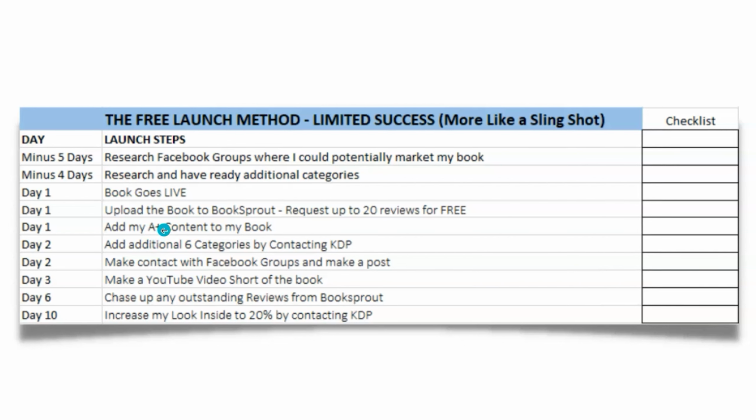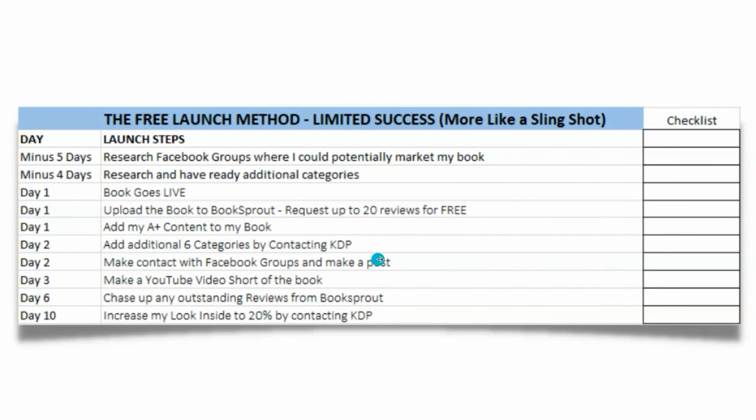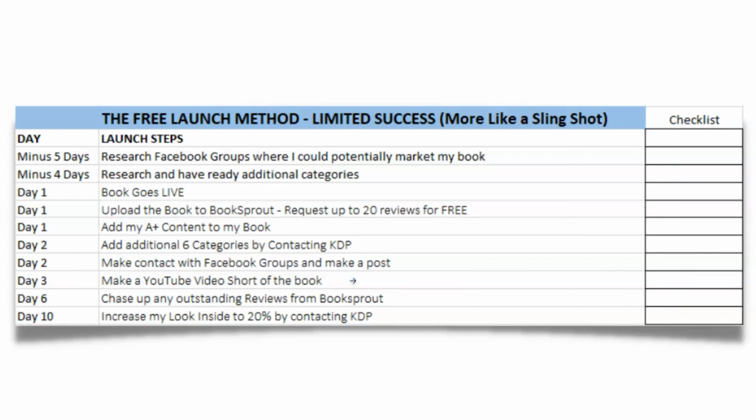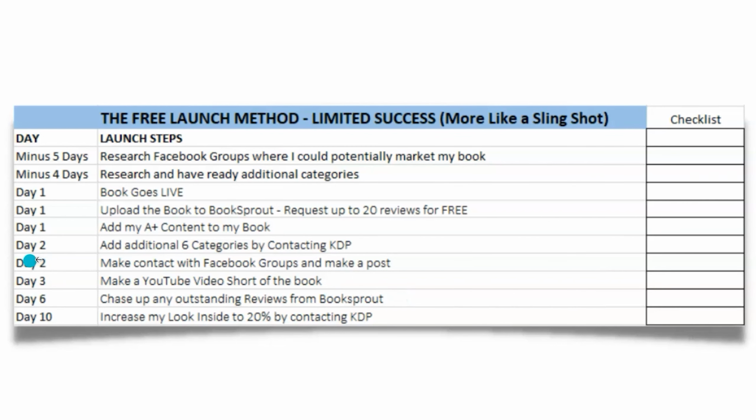I then add my A+ content to my book, add those as 6 additional categories by contacting KDP. I would then make contact with Facebook groups and make a post about the book and see if you can get some reviews that way. You can also consider making a YouTube video or short, like a video short of the book. You can chase up any outstanding reviews that you have from Booksprout. So this is part of a step-by-step process over the days.